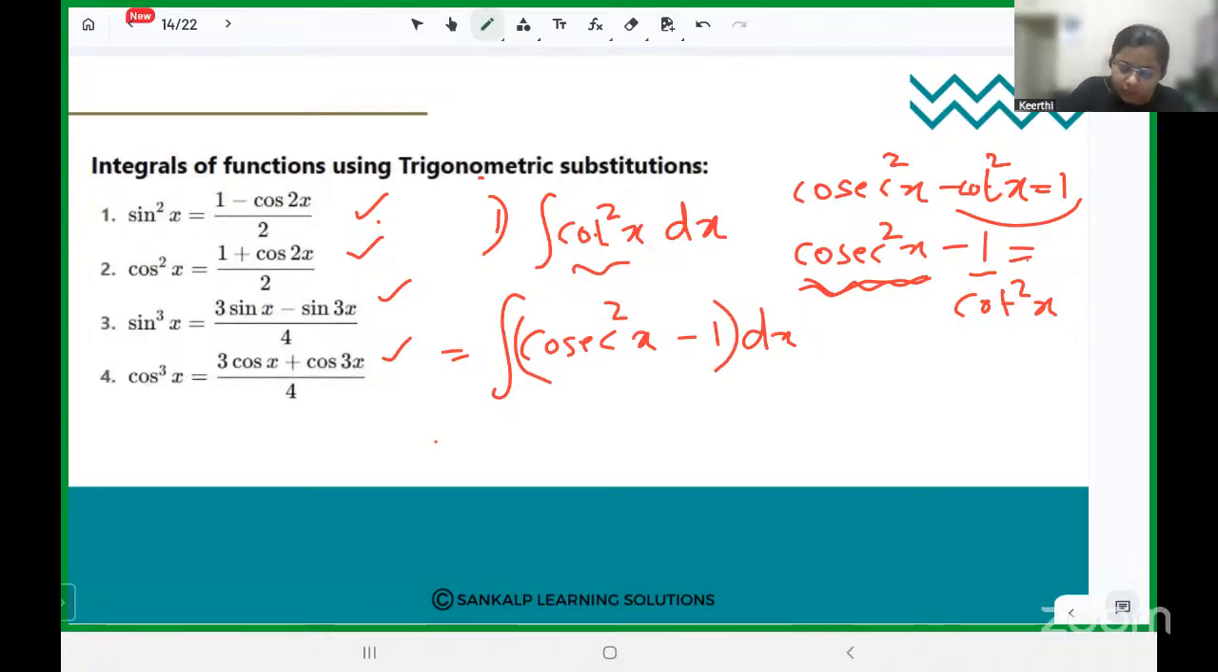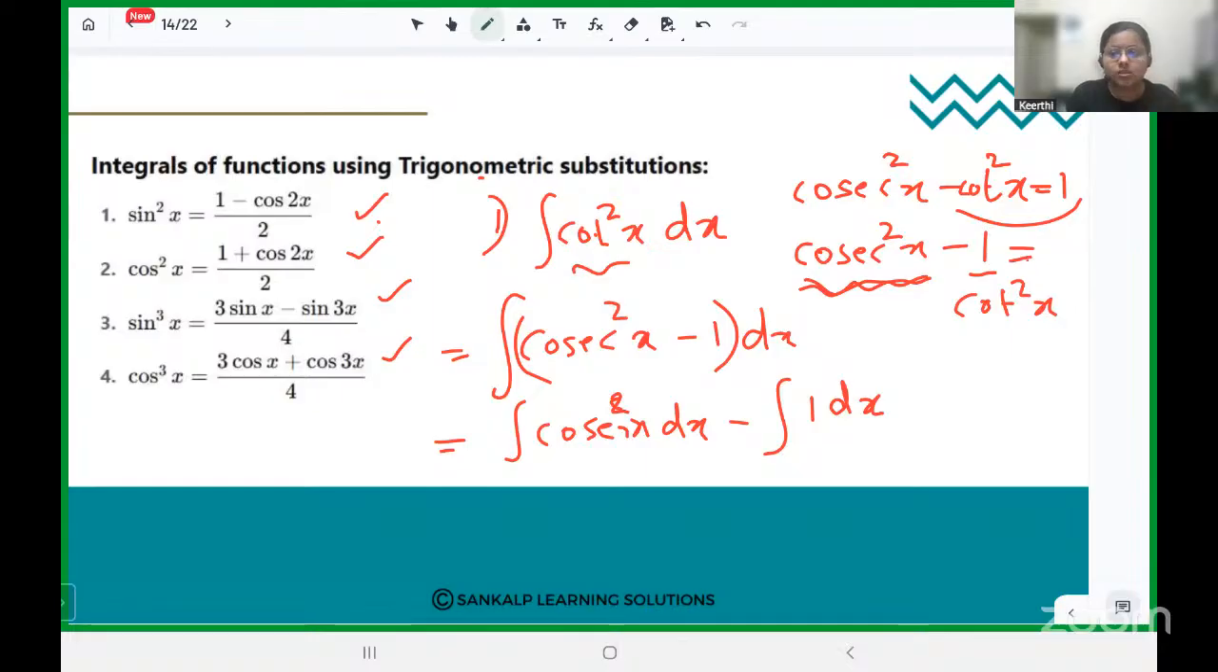Now, we can split the integrals. It is a property of integrals that we can split them into two functions. So this will become integral cosec square x dx minus integral 1 dx. And what is integral cosec square x? Think about the derivative. Which function's derivative is cosec square x?